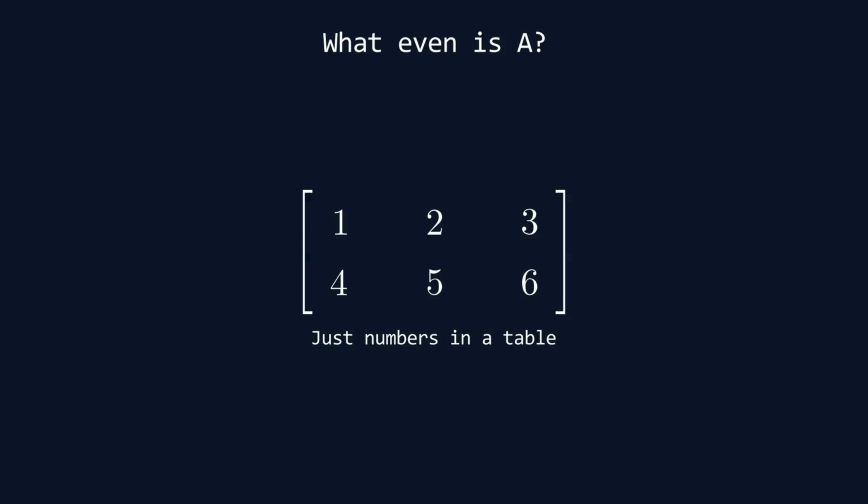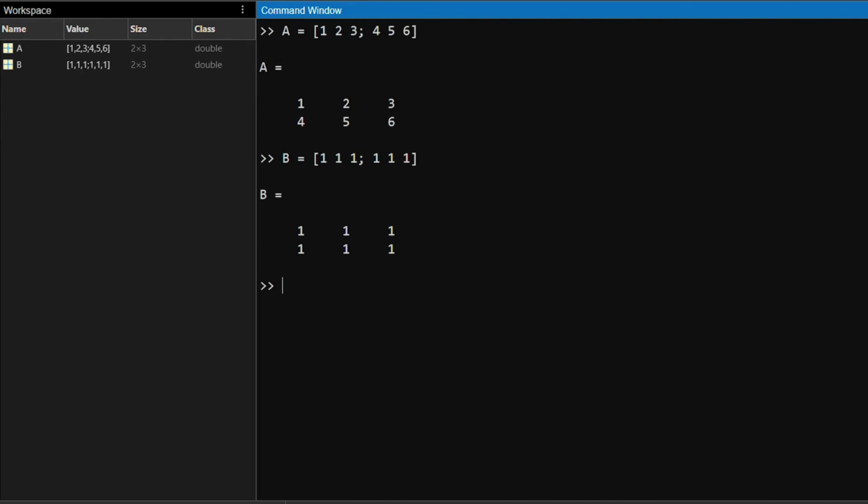All right. So first, what even is A? It's just numbers in a table, right? Rows go this way, columns go down. If you count it, A has 2 rows, 3 columns. That makes it a 2 by 3 matrix. Now let's try something simpler.